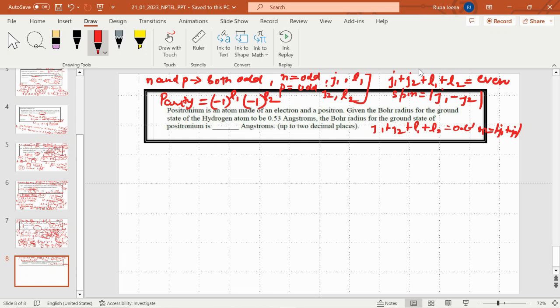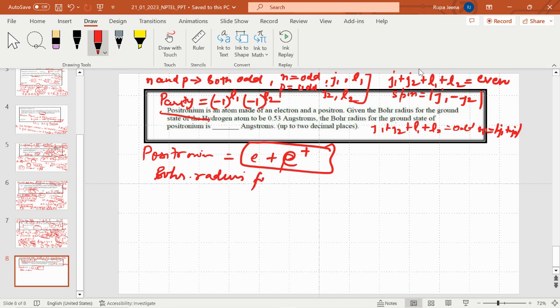Now, this question, positronium. In the question, positronium is given, an atom made up of electron plus positron. Positron is e positive, right? And you need to find out the Bohr radius for the ground state, where the ground state of the hydrogen atom is given. Now you need to find it out for positronium. So for that you should know the ground state value for the hydrogen atom.